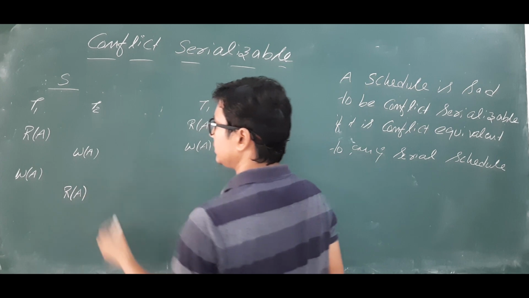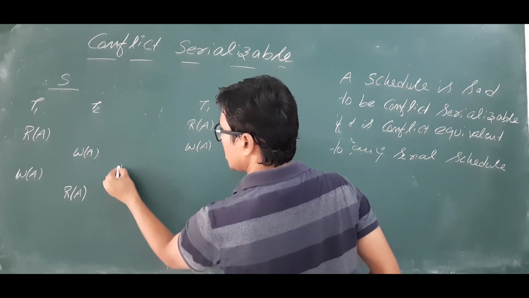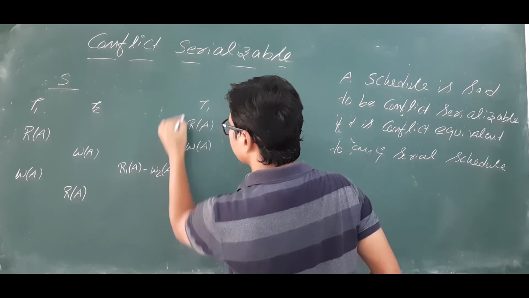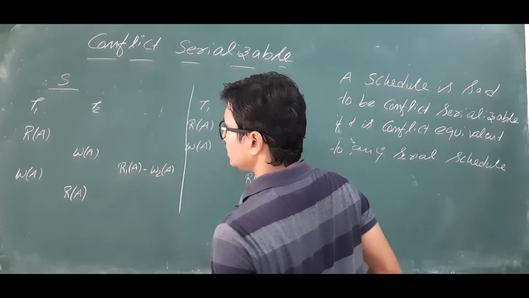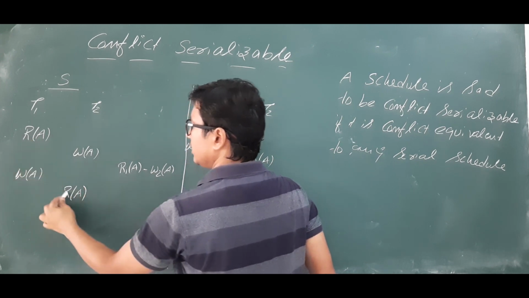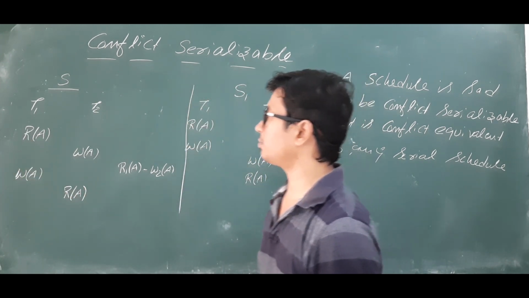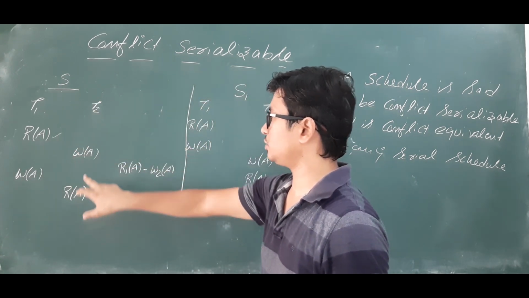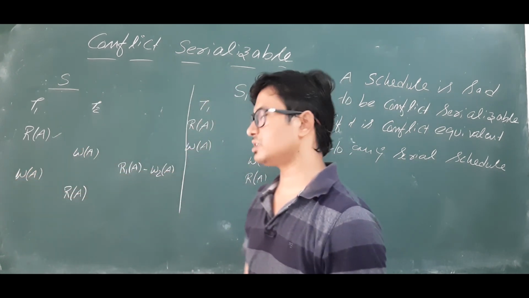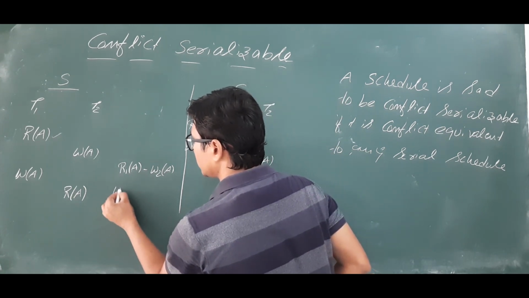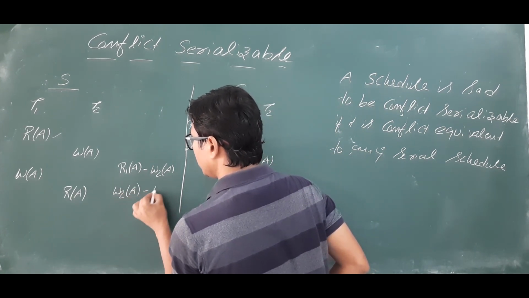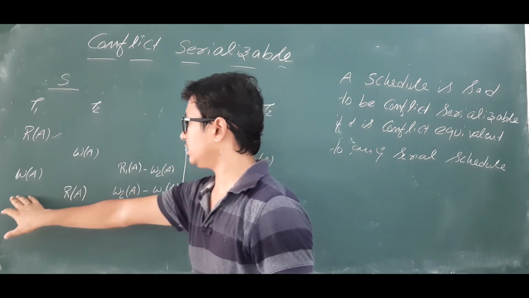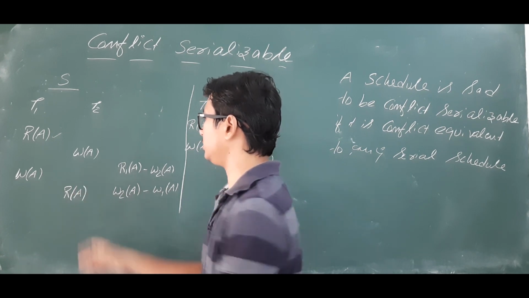Read A, write A, it is a conflict operation. So R1 of A to W2 of A. Then the next one is read A, read A. It is not a conflict operation. So this is done. Now come to this write A in transaction 2. Write A is a conflict operation. So it says W2 of A to W1 of A. This is another conflict operation. After this write A, there are no other operations, so we can leave it.